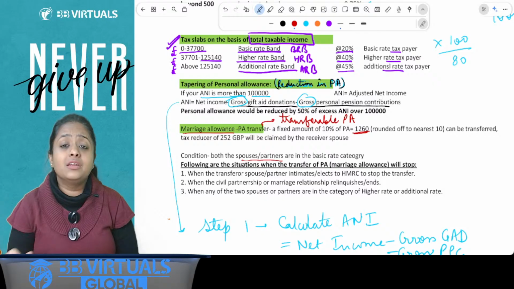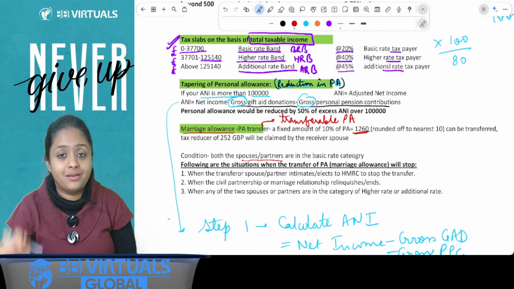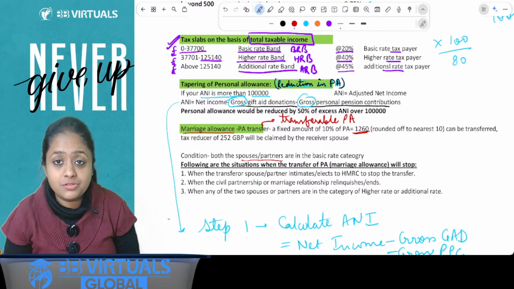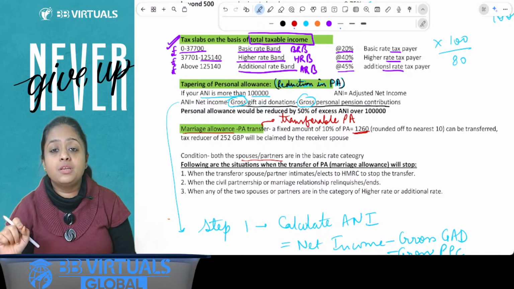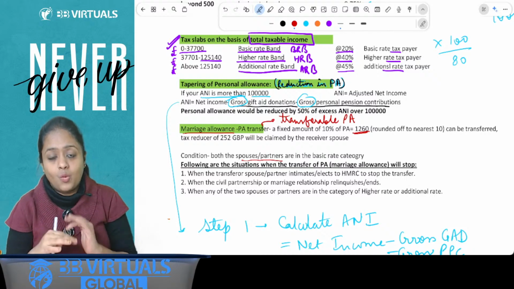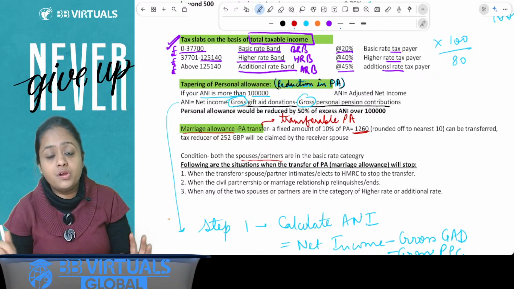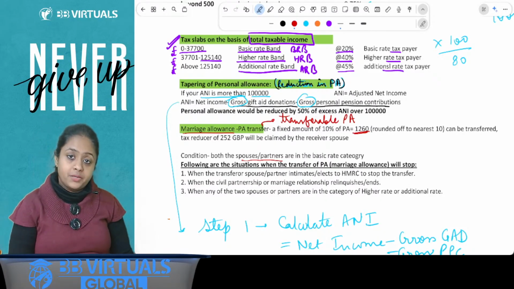Now, is there any conditions attached? Yes. What are the conditions to be attached? Number one, the marriage relationship or the civil partnership relationship must be in existence. That means there should not be any divorce. Once there's a divorce, the alliance becomes over. No marriage allowance can be enjoyed.